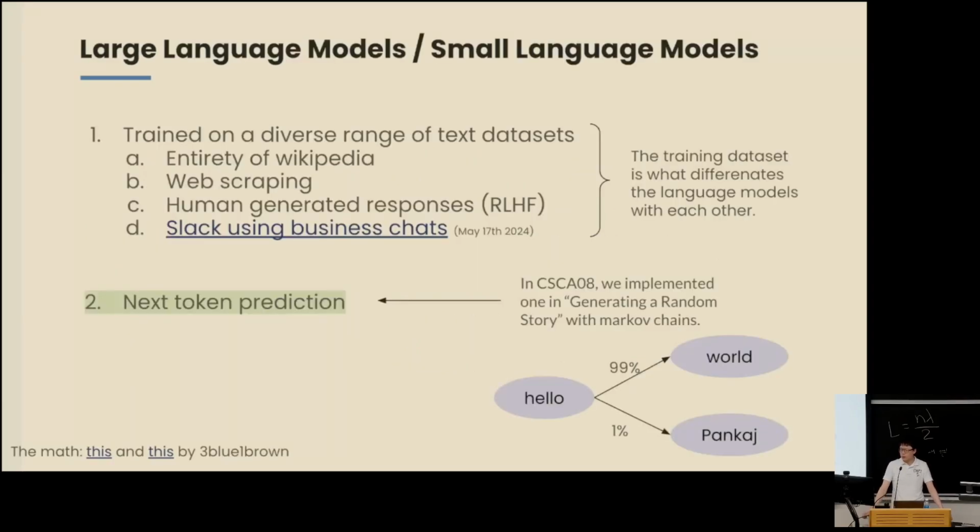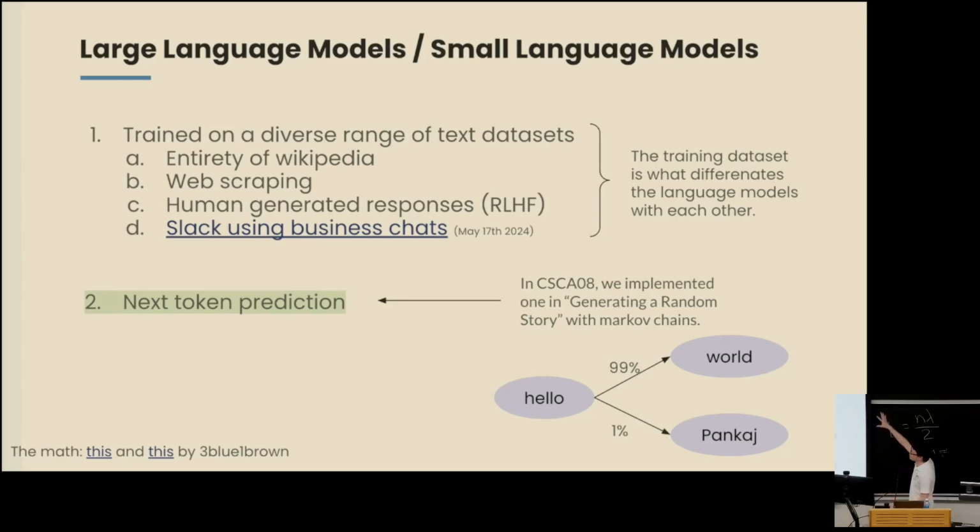Okay, so I want to go through the basics of large language models before we officially start. For large language models, there are 2 pieces that we need to know. First of all, large language models are trained on a very diverse range of text data sets, whether it's Wikipedia, web scraping, a human manually creating the training data, or the recent scandal from just a week ago about Slack using their customers' data to train their AI algorithms. There are various ways to come up with that source data.